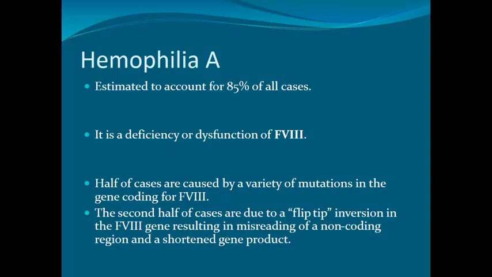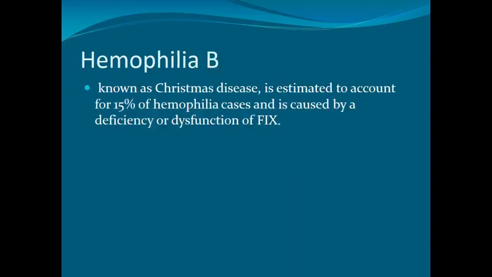So hemophilia A accounts for about 85% of all cases, meaning of the total hemophilia cases, 85% will be hemophilia A, a deficiency or dysfunction of factor VIII. Half of the cases have a variety of mutations in the gene coding for factor VIII. More than 2/3 of the cases are due to mutation in the gene. The 1/3 are due to the flip-tip inversion in the factor VIII gene, resulting in a misleading or non-coding region of a shortened gene product.